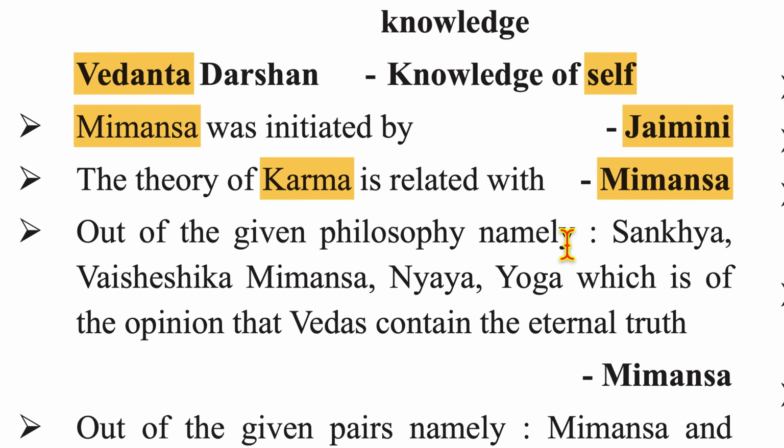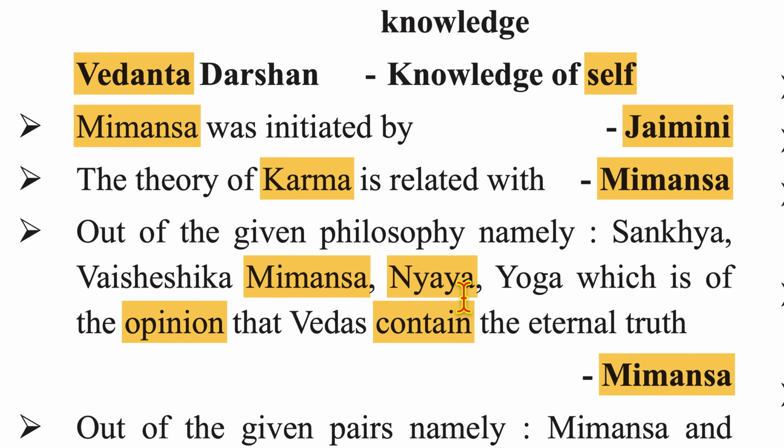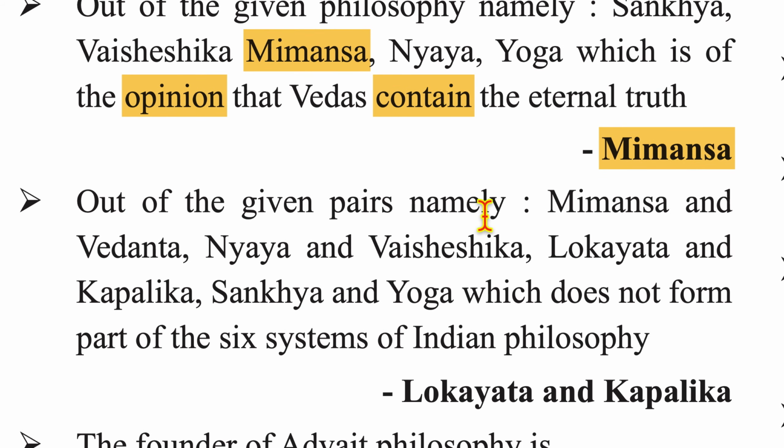Out of the given philosophies, namely Sankhya, Vaisheshika, Mimamsa, Nyaya, Yoga, which is the opinion that Vedas contain the eternal truth? Answer is Mimamsa. Out of the given pairs, namely Mimamsa and Vedanta, Nyaya and Vaisheshika, Lokayata and Kapila, Sankhya and Yoga, which does not form part of the six schools of Indian philosophy?